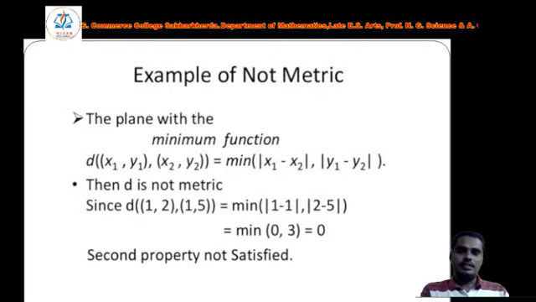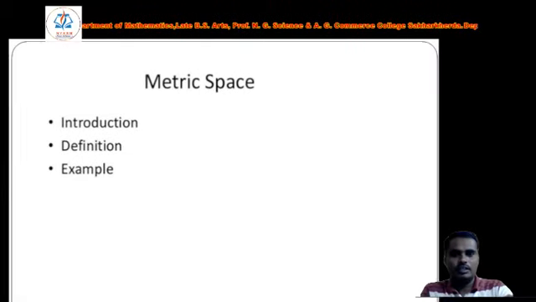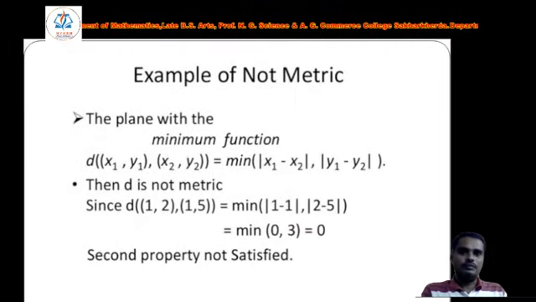Now again the second example which is not a metric, the plane with the minimum function: distance between (x1, y1) and (x2, y2) equals the minimum of mod of x1 minus x2 comma mod of y1 minus y2. Then d is not a metric since the distance from (1, 2) to (1, 5) is the minimum of 1 minus 1, 2 minus 0, that is the minimum of 0 comma 3 equals 0. The second property is not satisfied. Therefore this does not satisfy all the properties of a metric, so this example is not a metric.